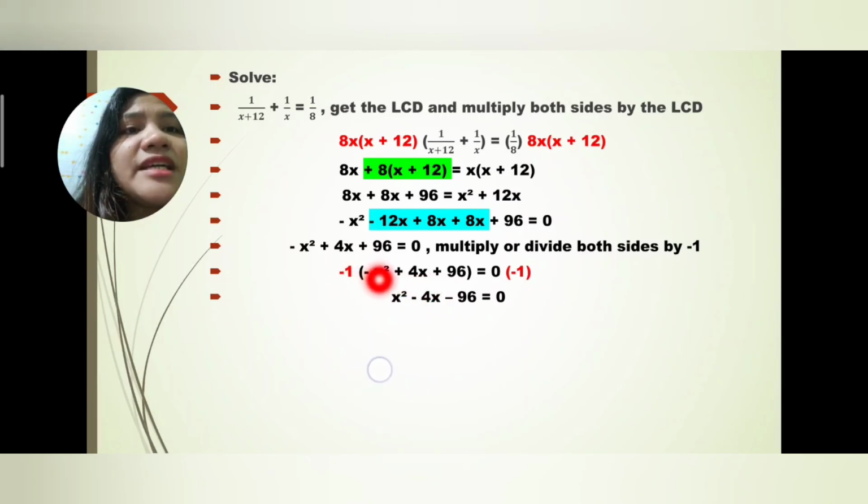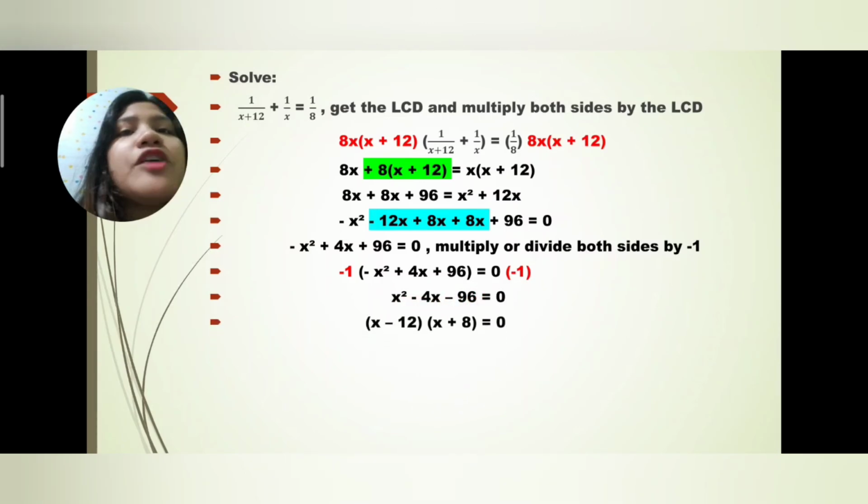Negative 1 times negative x squared, magiging positive x squared. Then, negative 1 times positive 4x, so negative 4x. Then, negative 1 times positive 96 is negative 96, then is equal to 0 times negative 1 is 0. So x squared minus 4x minus 96 is equal to 0.